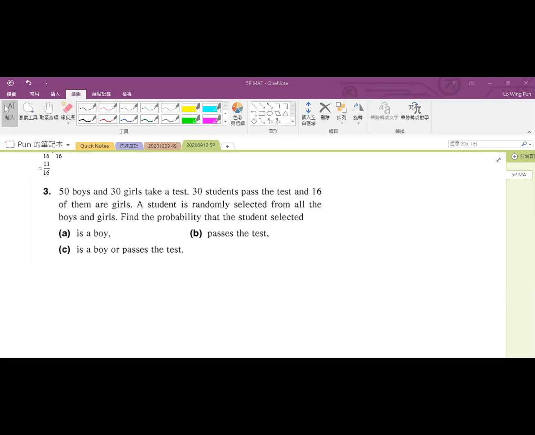OK, so part A, P boy, probability of selecting a student who is a boy should be a fraction. And then the denominator is what we are doing is selecting one student from 80 students. Okay, so there will be 80 options. Okay, and then among the 80 options, how many of them are boys? That will be 50. Okay, then simplify the fraction. That will be 5 over 8. So that is the answer of part A. Get it?